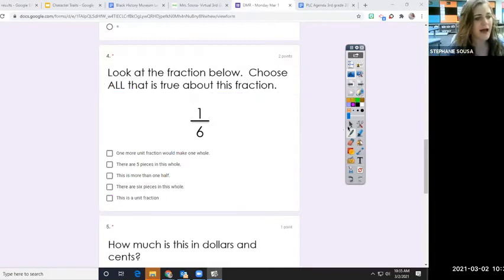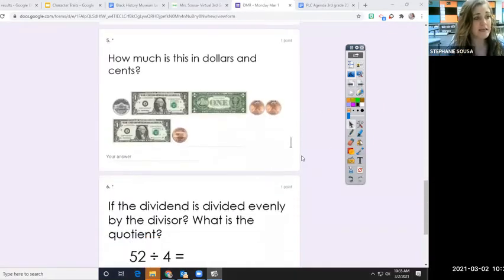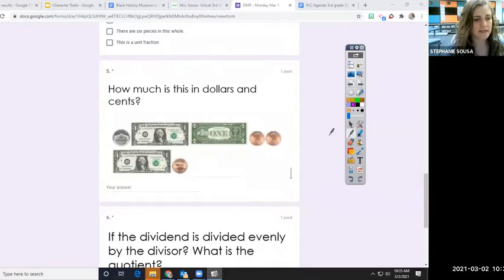Next up, how much is this in dollars and cents? Dollar bills, y'all. All right, I'm going to count my dollars first. $1, $2, $3. Decimal, because I'm getting ready to count the coins. I have 5 cents plus 1 is 6 cents, 7 cents, 8 cents.